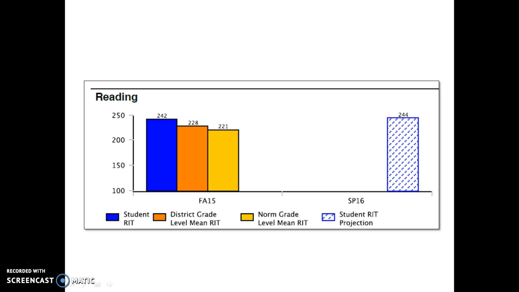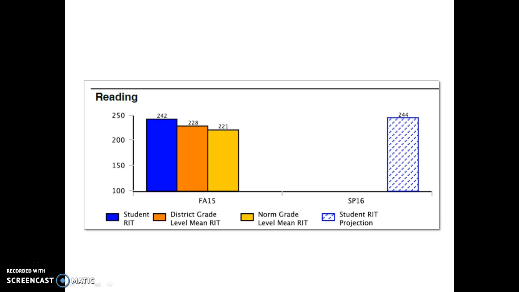In this section, you will see the student's RIT score, in blue, compared to the average RIT score for all of the students at Provost Academy in that same grade level, that's in orange, and the average RIT score for all students in the same grade level within the norm reference group, in yellow. The norm reference group consists of millions of students whose data was compiled by NWEA, the company who created the MAP test. Students who are in 12th grade will not have a norm grade level bar, as the norm reference information only includes students up to grade 11.